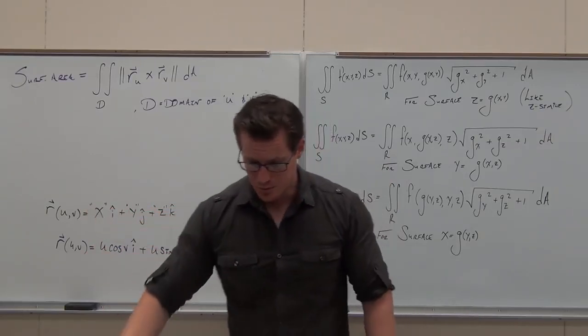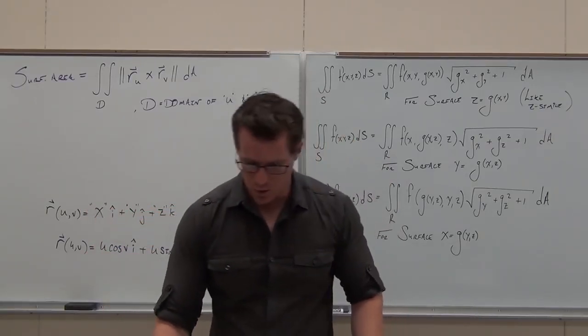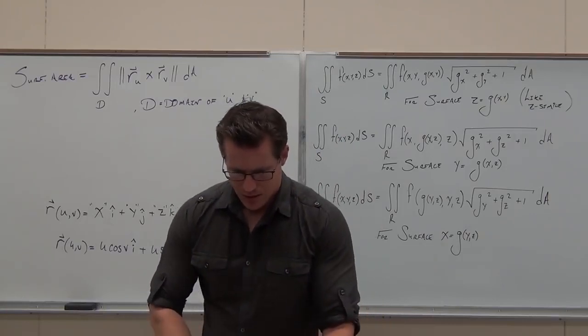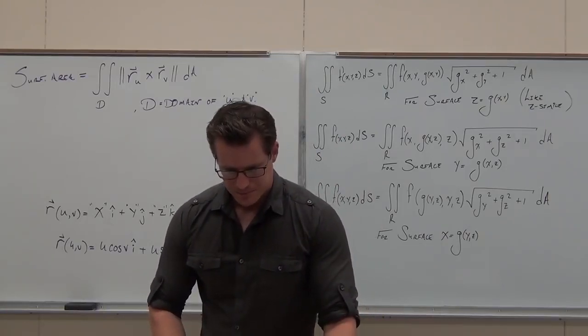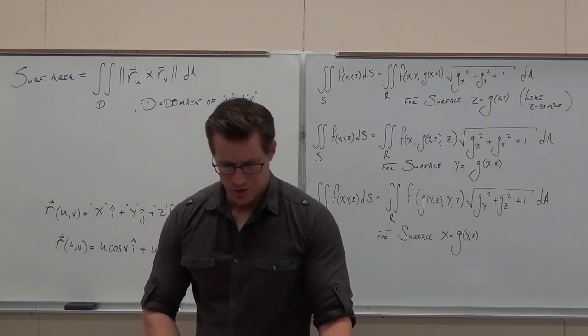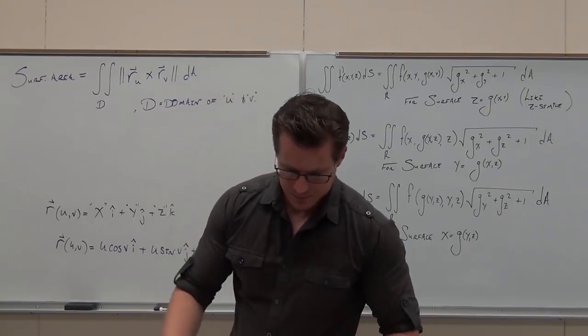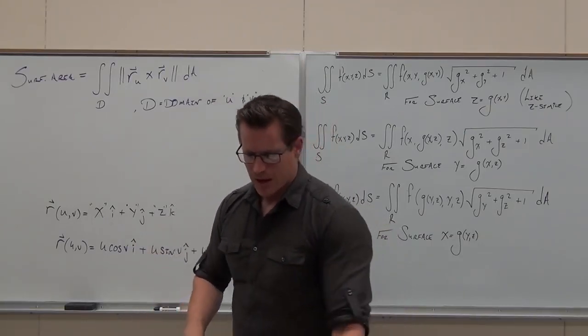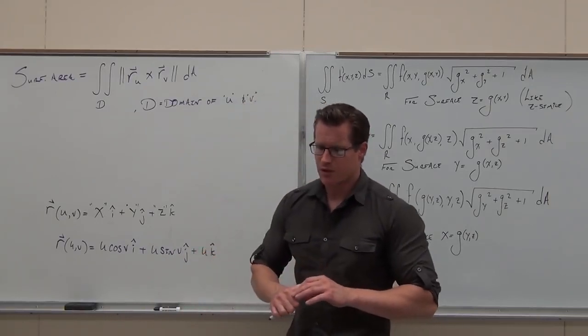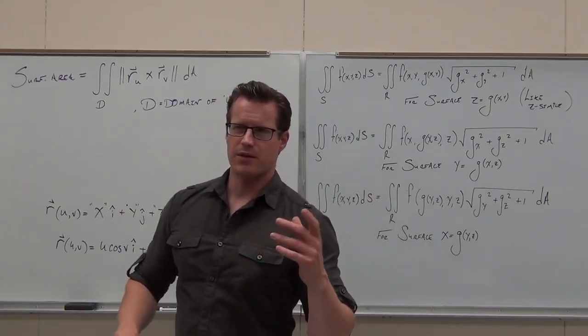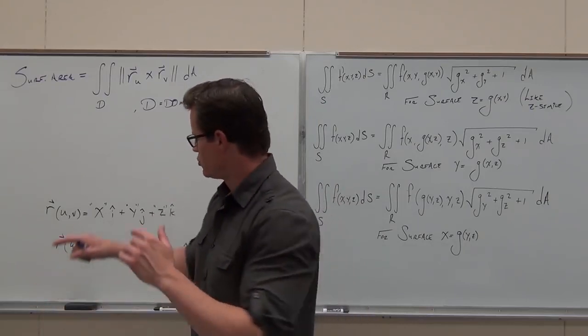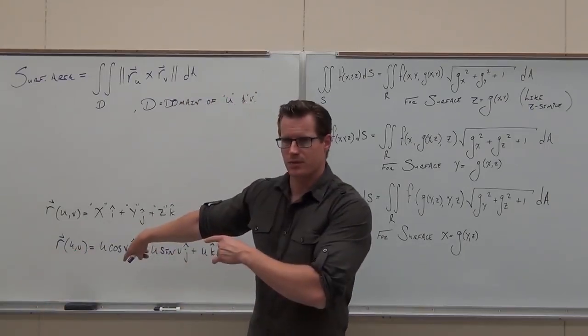Now, what I'd like to do, we'll probably just do one example, and then I'll show you what I was just talking about, and then take a break. So what I'd like to do right now is find the surface area of the cone that we just parameterized. Okay, so I want to do that.